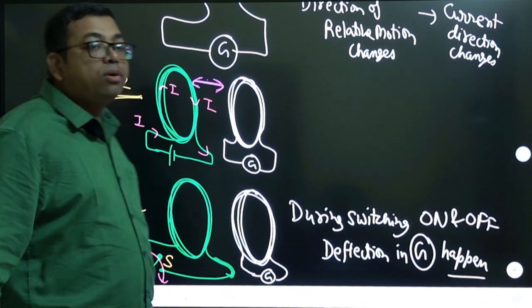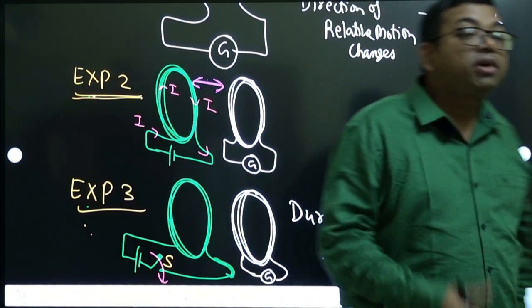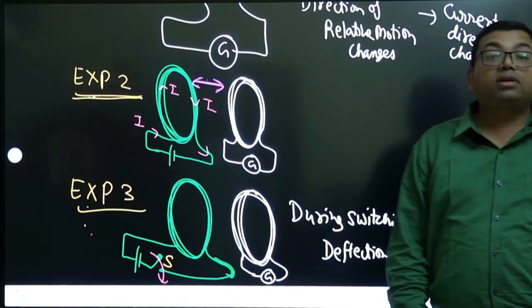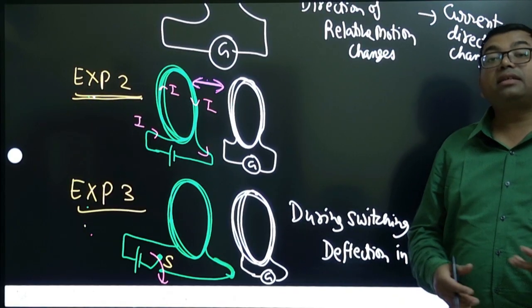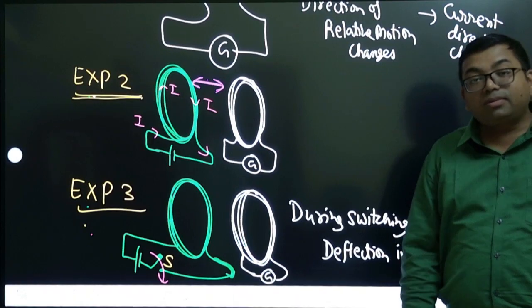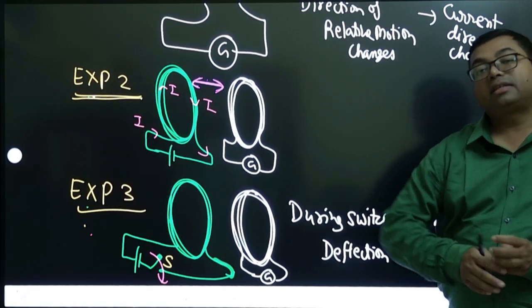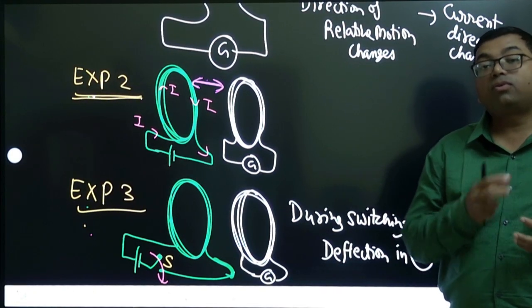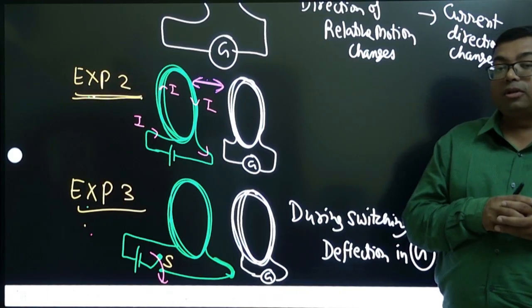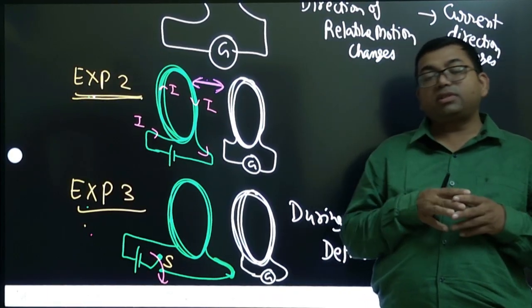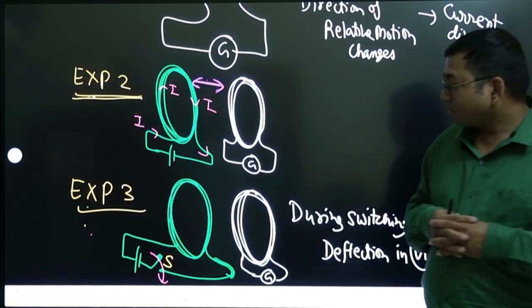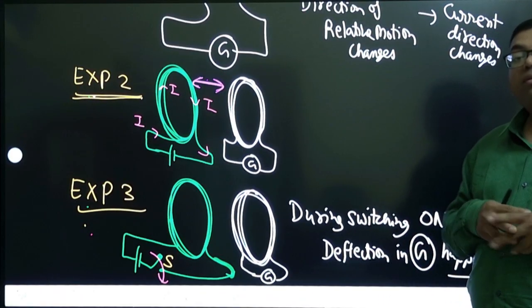Now, after doing all these experiments, what did Faraday conclude? He concluded that there must be something which is changing inside the coil. Because of the change of that thing only, current is generated, or EMF or voltage difference is being produced. Because without voltage difference, current cannot be there. So that's why he gave his law.